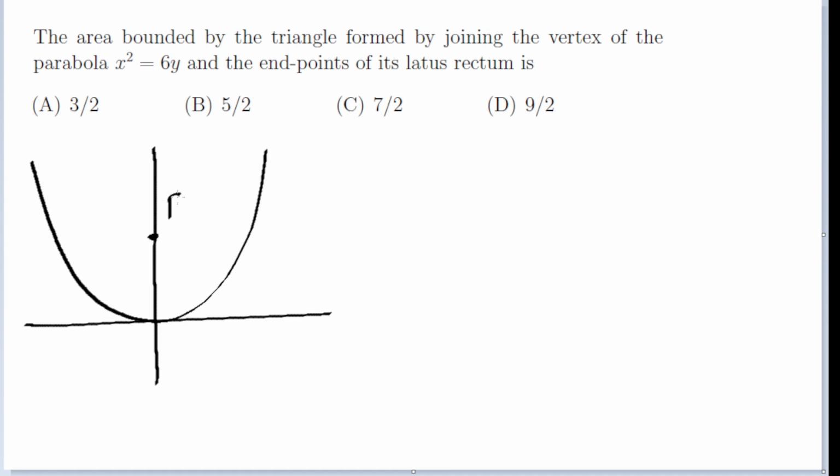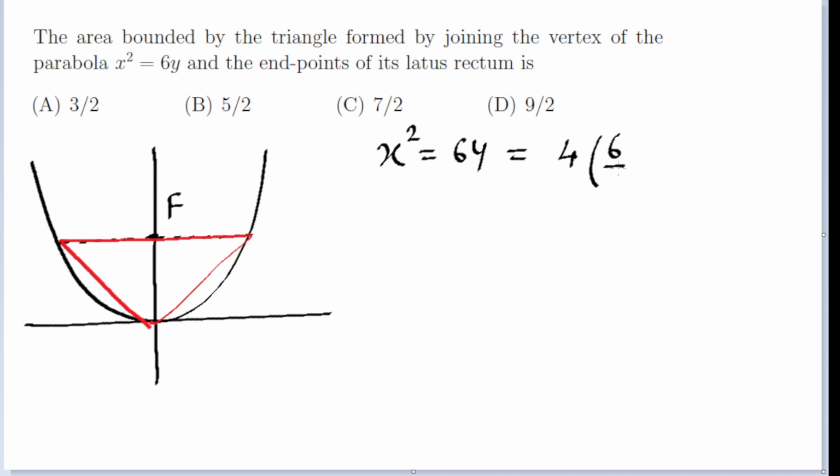We have the focus here. And we know that the latus rectum is the line drawn through the focus perpendicular to the axis. So this is the latus rectum, and if we join it with the vertex, then this is the triangle we get. Now we have to find the area of this triangle. Suppose we write the equation of the parabola in the standard form, x square is equal to 4ay. Therefore we will get a as 3 by 2.